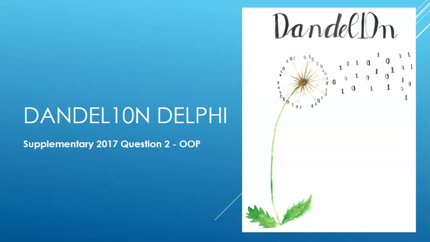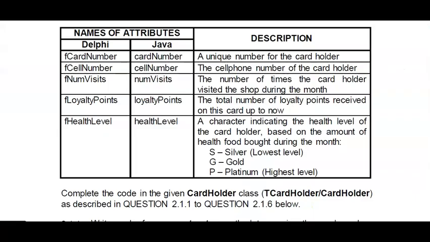We're going to have a look at the OOP question of the Supplementary of 2017. In these older papers, those would be question 2, but you can expect it as a question 3 in your final exams. These papers also still include a Java, so you can ignore those parts. But here you have the Delphi attributes and then their description.